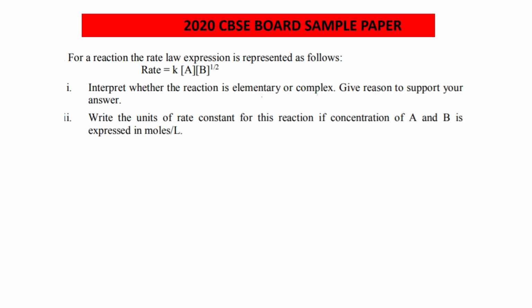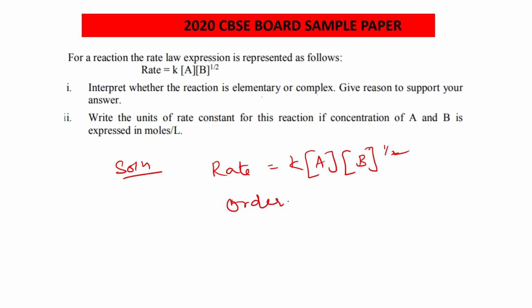So first of all, students, remember, as soon as a reaction is given to you, to know whether it is elementary or complex, first calculate the order. So copy the rate law. Rate is equal to k into [A][B]^(1/2). So 1 plus half, nothing but 3 by 2, correct? So what is the order, students? It is 1.5.